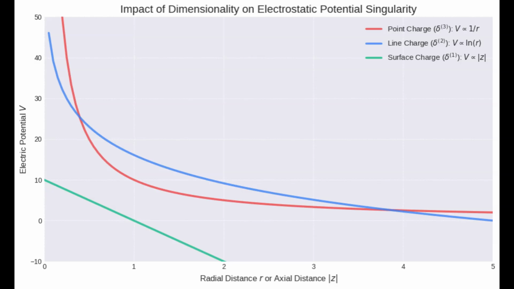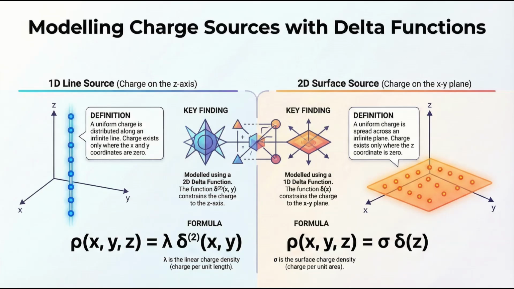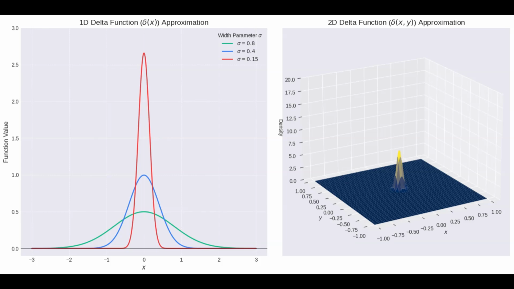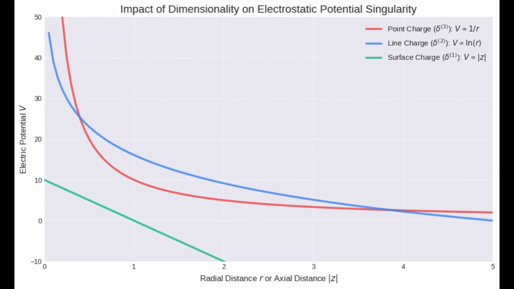Okay, second. This whole dimension thing, it directly affects how intense the field is. It's pretty simple, really. The lower the dimension of your charge, so the thinner the thing you're modeling, the smoother and less spiky the electric potential gets.